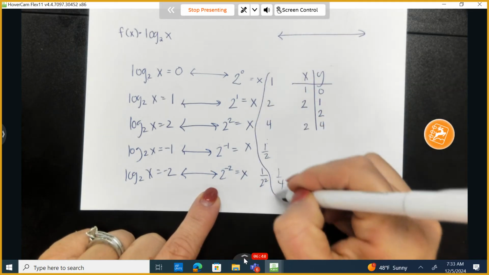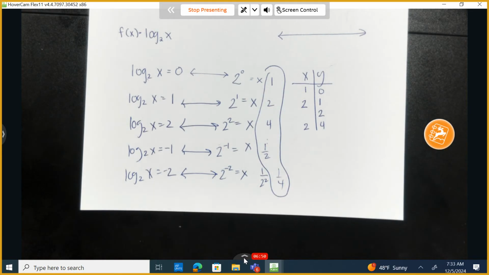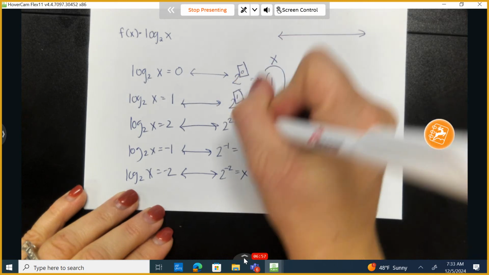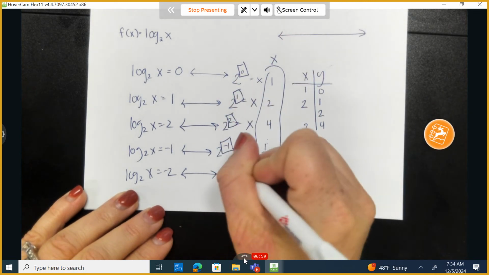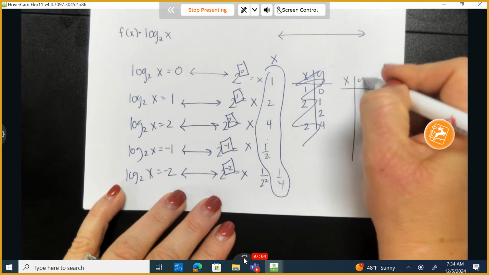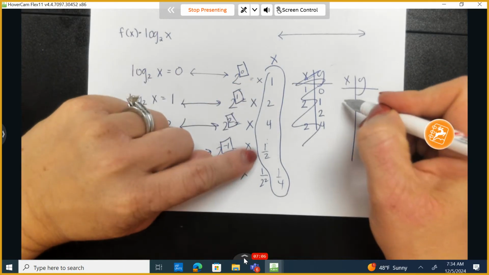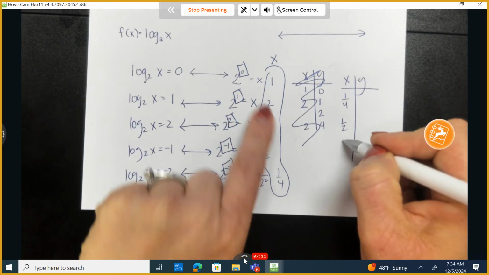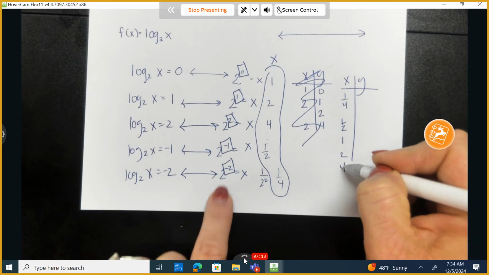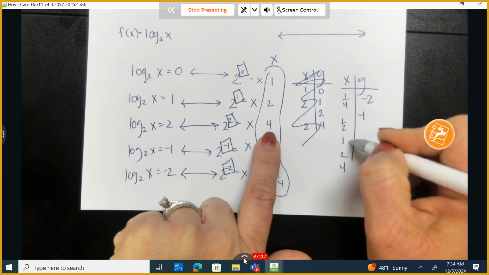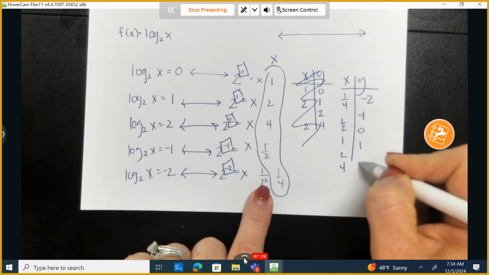So look at these values here. These are all of the x values, and the y values are what I'm putting little boxes around. So if I come back here, so I'm not so confused, because it's like a reverse order. If I plugged in 1/4, 1/2, 1, 2, and 4, 1/4 was with -2, 1/2 was -1, 1 went with 0, 1, and 2.